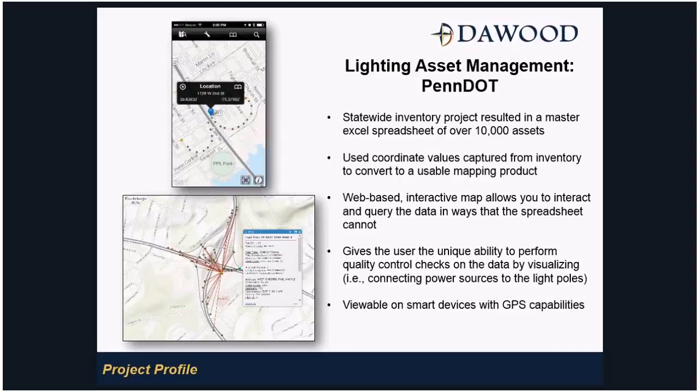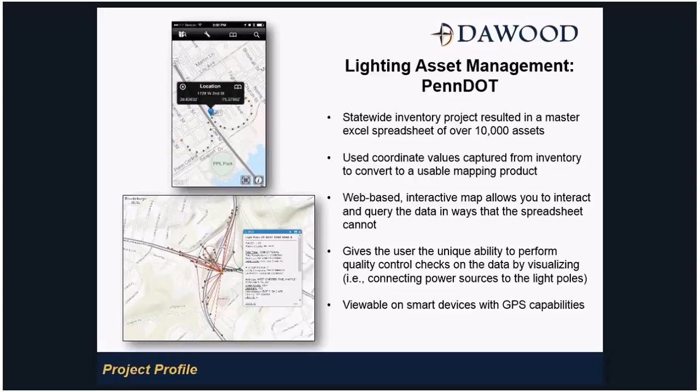There are a few ways that at Dawood we are working with different entities to use GIS for similar asset management systems. This example is showing an asset management system we're working on with PennDOT for their light poles. Prior to this project, they had done a statewide inventory of all of their lighting assets that resulted in a master Excel spreadsheet. What we did was took it one step further and made it more usable for them by displaying their values in an Excel spreadsheet onto a map using their X and Y data.